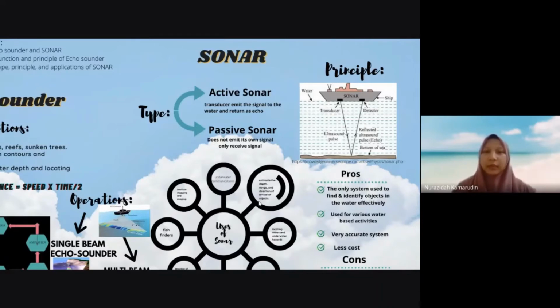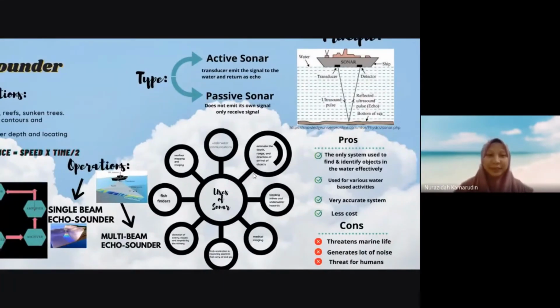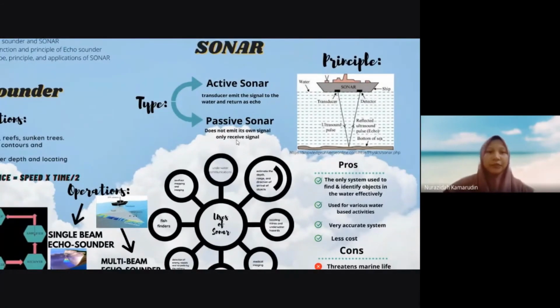Next, the sonar is also used for the purpose of fishing, to find fish in the water. Next, there are two types of sonar, which are the active sonar and passive sonar. The difference between active sonar and passive sonar is that the active sonar will emit a signal, while the passive sonar does not emit a signal.